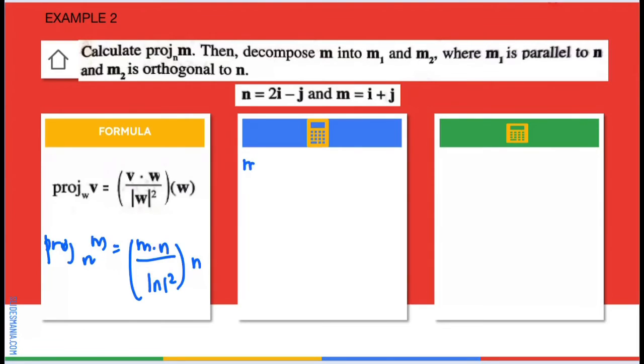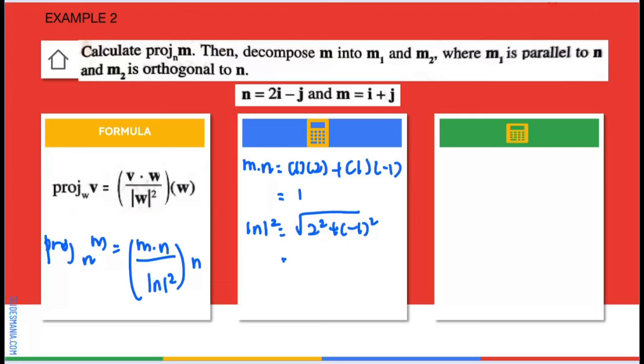Now let's begin with finding M dot N. So the formula is 1 times 2 plus 1 times minus 1. The answer is 1. Next, we need magnitude N squared. It is square root of 2 squared plus minus 1 squared. So you'll get the answer square root of 5. Now, let's apply the formula here. Projection of M onto N.